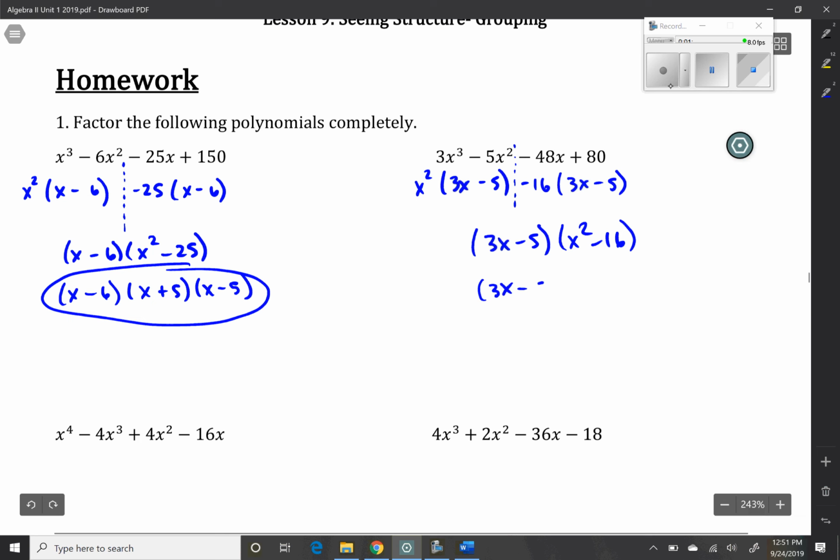Right, so you notice all these different factoring methods we've gone over are just going to keep popping up here within these bigger factor completely questions. So you want to just be careful.